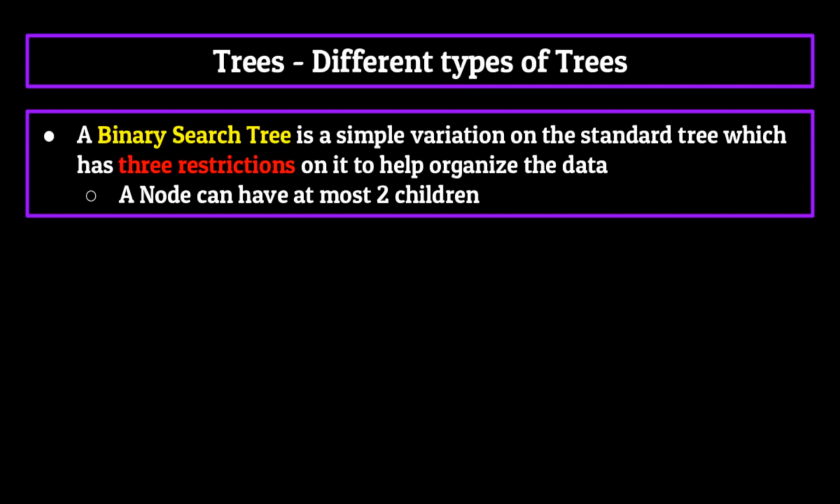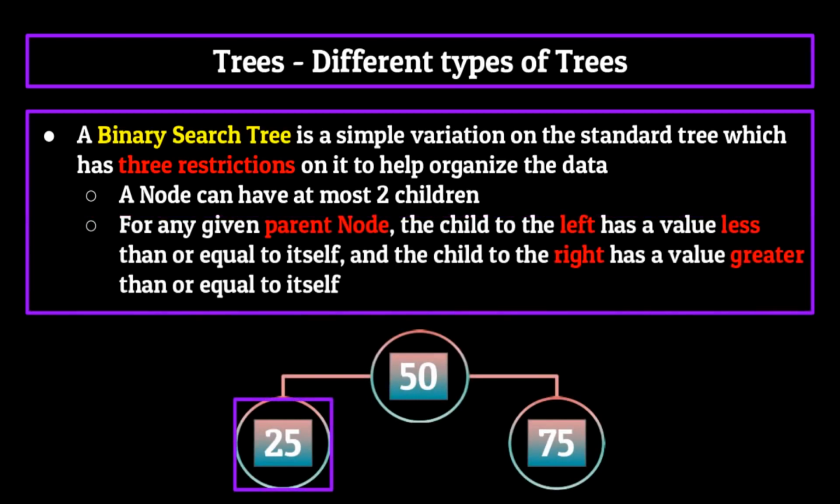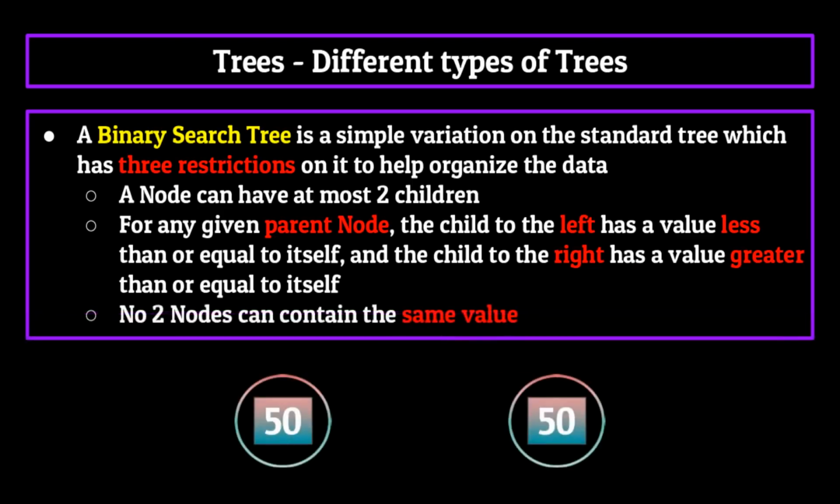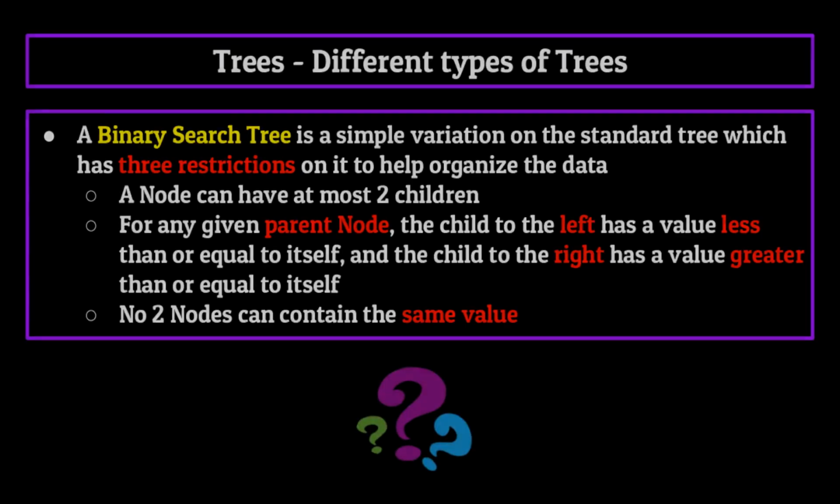The second restriction, or property, is that for any given parent node, the child to the left has a value less than or equal to itself, and the child to the right has a value greater than or equal to itself. This might seem weird, but it comes with certain advantages and disadvantages over using normal trees, which we'll get to in a bit. The final restriction put on binary search trees is that no 2 nodes can contain the same value. And this is just to prevent weird things from happening when we begin searching through the tree. Now, how do imposing these restrictions on a tree actually help us?